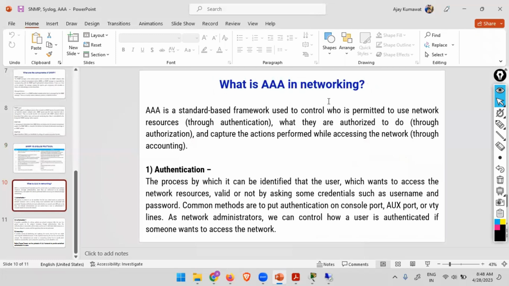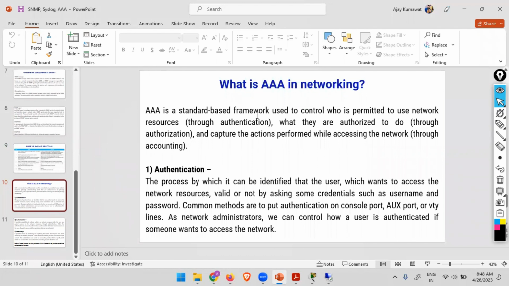So what is AAA? AAA is basically the authentication, authorization, and accounting framework. Now, what is the difference between authentication, authorization, and accounting? Authentication is nothing but the verification of the user. Okay. And how do you usually perform verification of the user? By asking for a username and password. Means asking for some information, right?